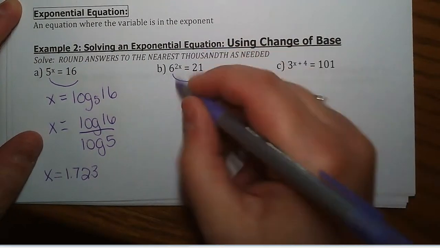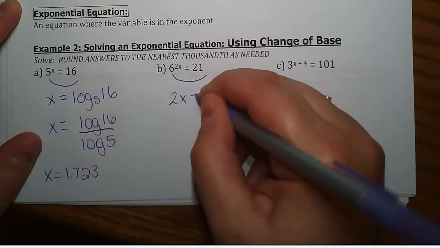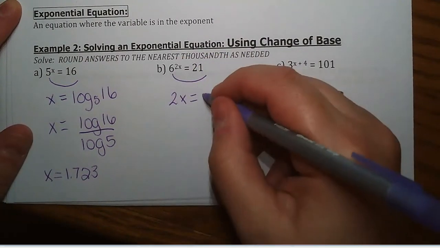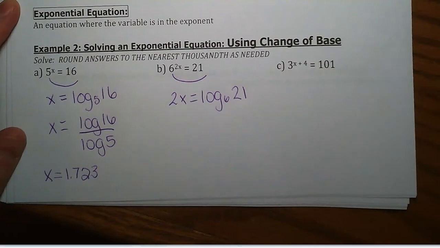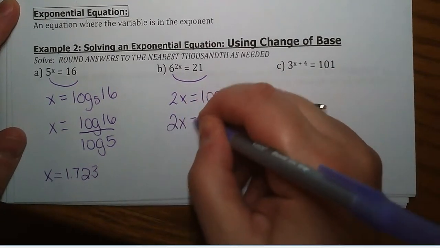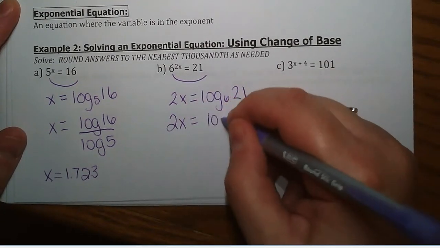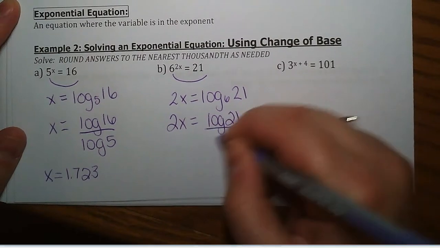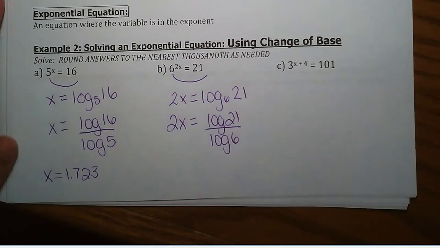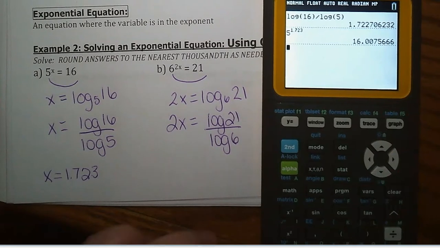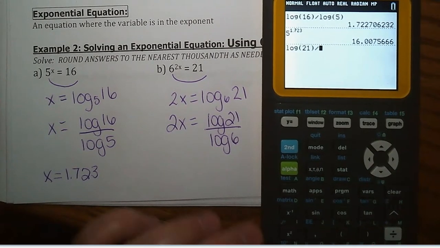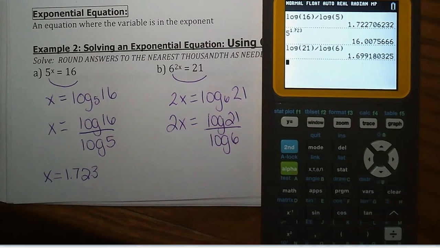I'm going to bring this into log form by swinging the base of the exponent to become the base of the log. Now, this question will have an extra step because my exponent's a little more complicated. So we're going to do log of 21 divided by log of 6. Now, we don't want to round multiple times here, so there's my answer if I do the change of base.